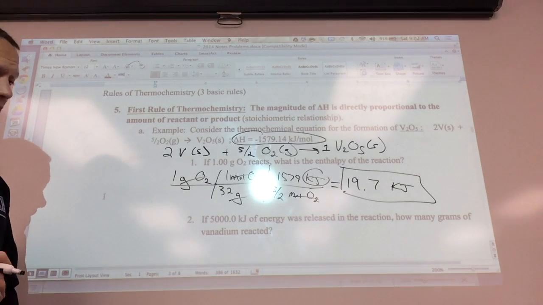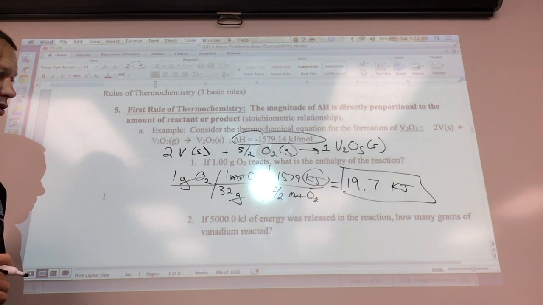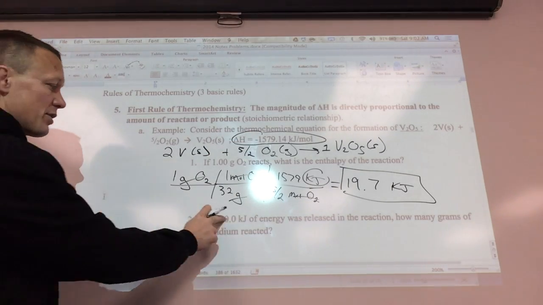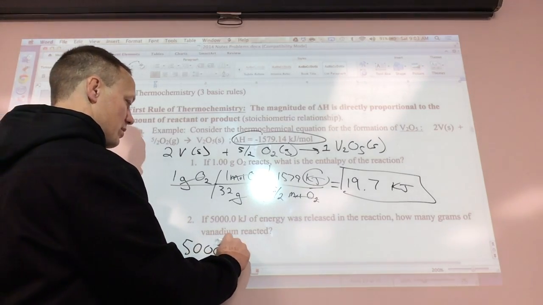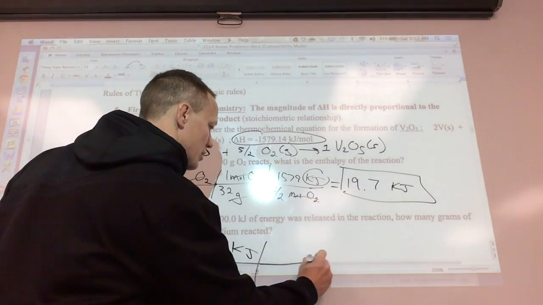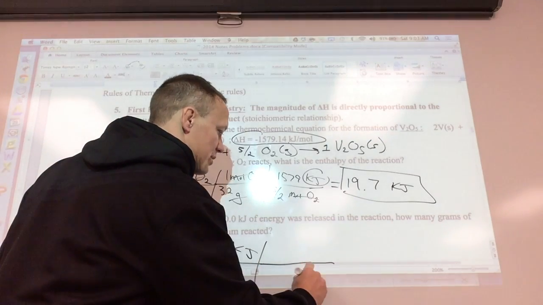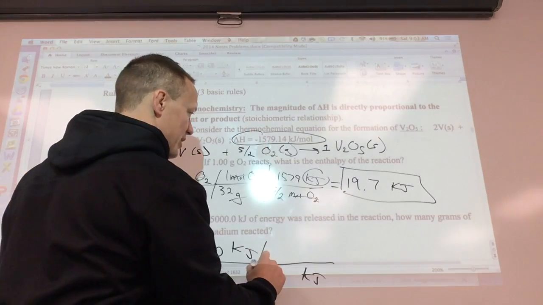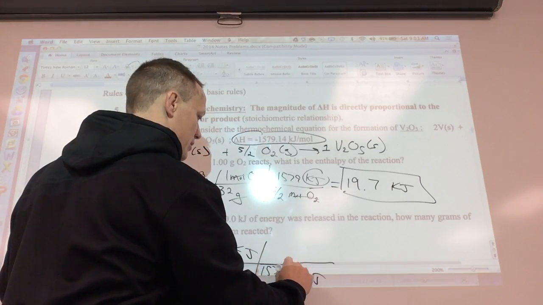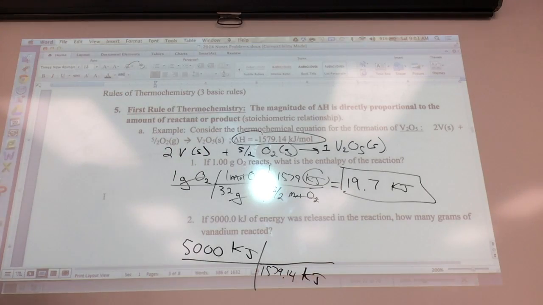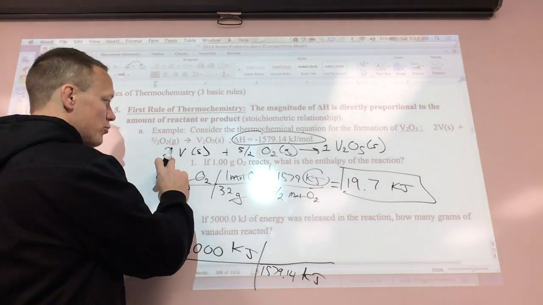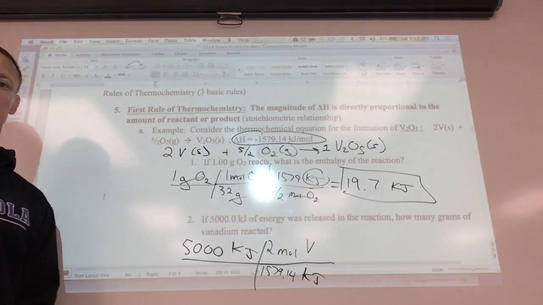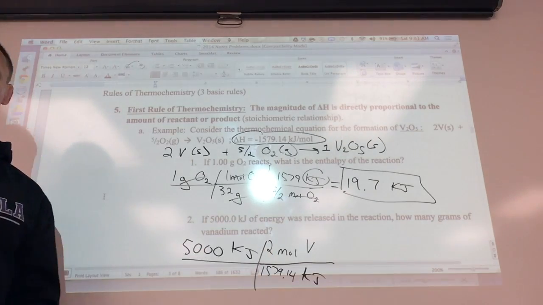Next question on here says if 5,000 kilojoules of energy was released in the reaction, so more than that, how many grams of vanadium must have reacted? So now we start with our 5,000 kilojoules. Again, I know I need kilojoules down here, so I'm going to use my delta H, my enthalpy change for the reaction, and say that there's 1,579.14 kilojoules of heat released for every 2 moles of vanadium. That much heat for every 2 moles. Or I could divide it in half. There's half that much for every 1 mole.